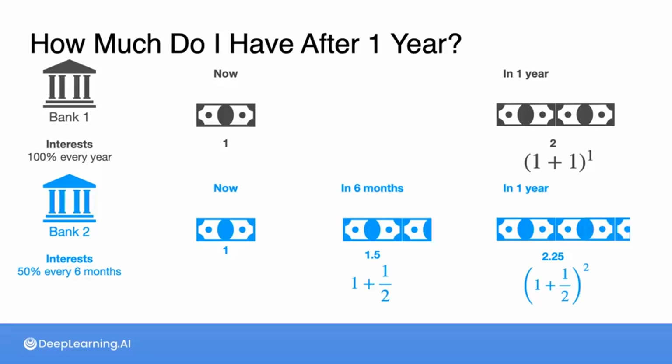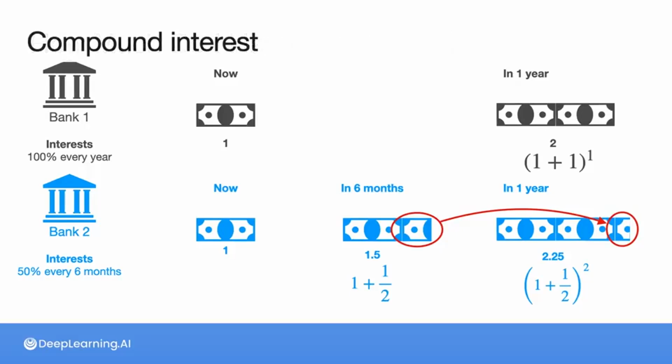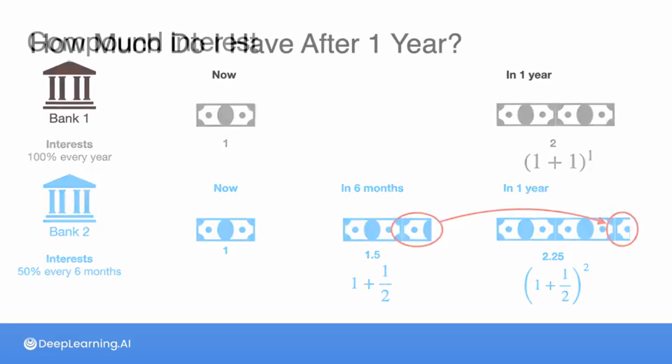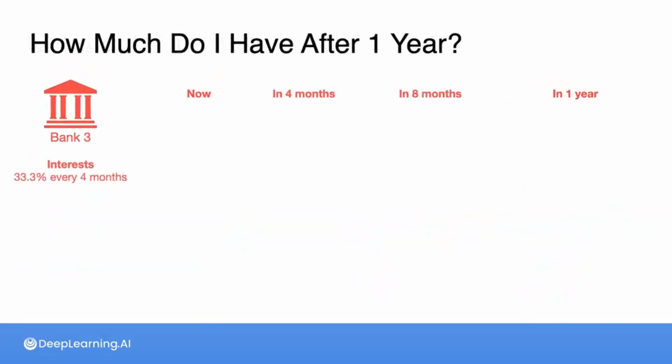And 2.25 is bigger than 2 because your dollar got doubled, but with this amount of money, you actually earned more money later. So this is called accrued interest, the money that gains interest, and then that interest gains interest. And that's why you did better with bank 2 than with bank 1. Now let's take a look at bank 3. So in bank 3, you start with $1 right now. In 4 months, you have $1 plus 1/3, which is 1.33.